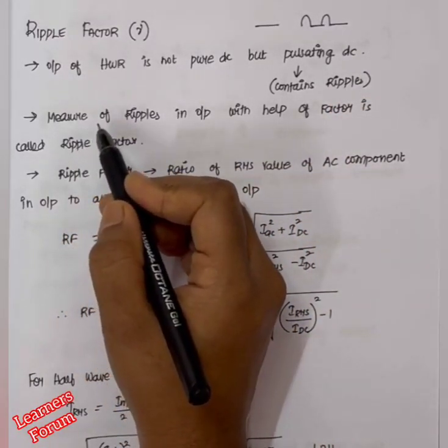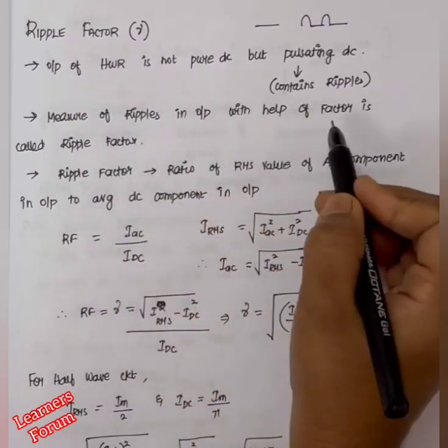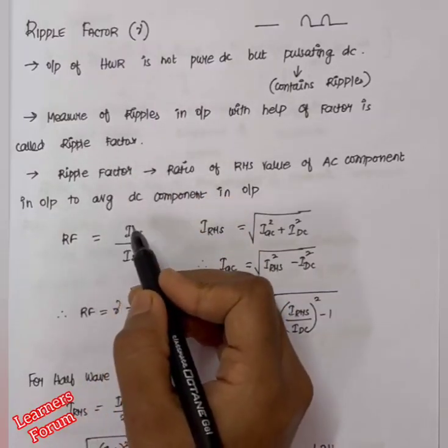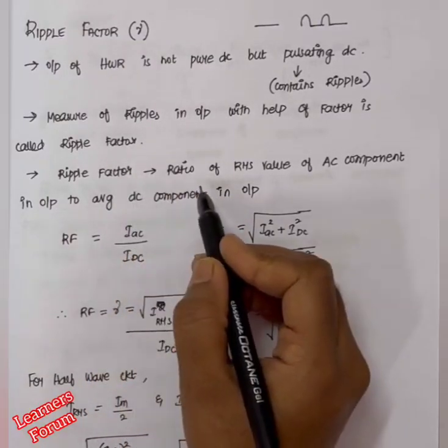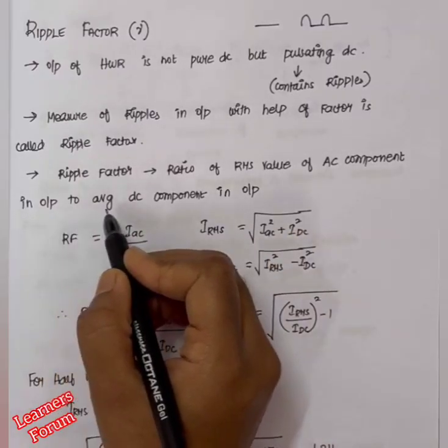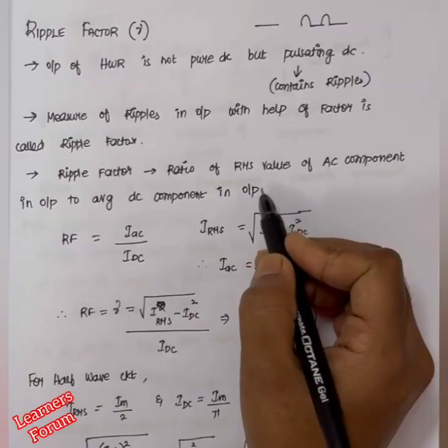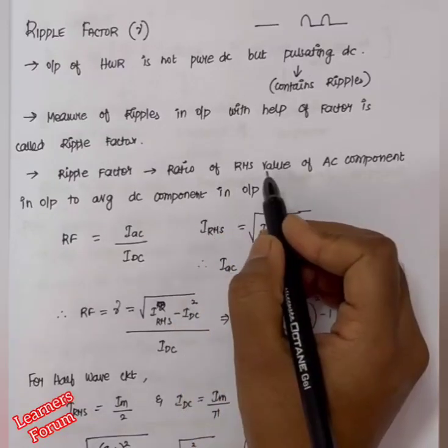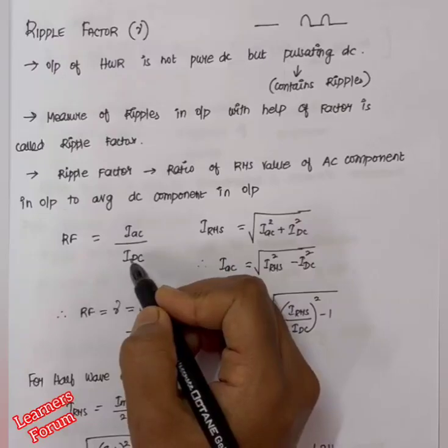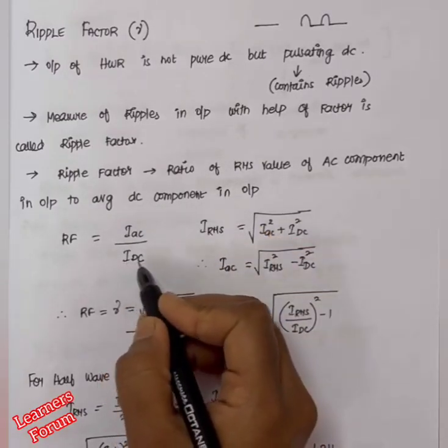So these ripples contribute to a factor which is called the ripple factor. So the measurement of ripples in the output with the help of some factor is termed the ripple factor. In technical terms, the ripple factor is nothing but the ratio of the RMS value of the AC component in the output to the average or DC component in the output. So the RMS value of the AC component we will get as IAC, divided by the average or DC component in the output, which we will get as IDC.